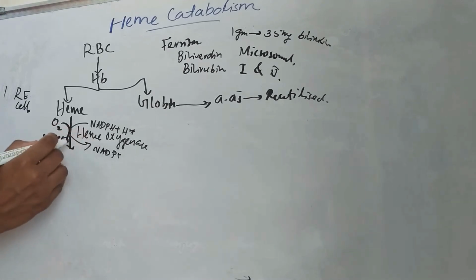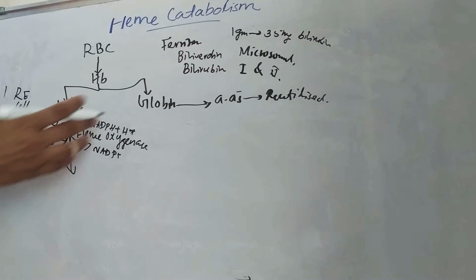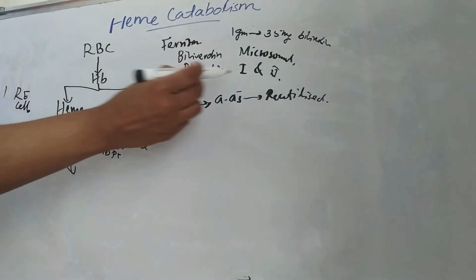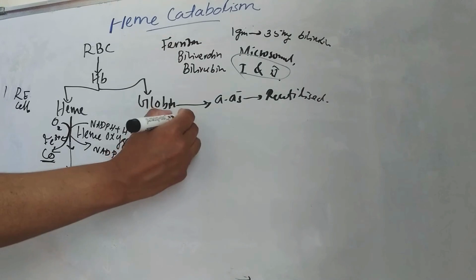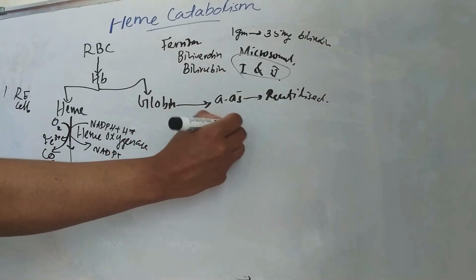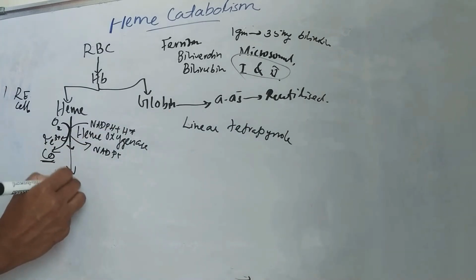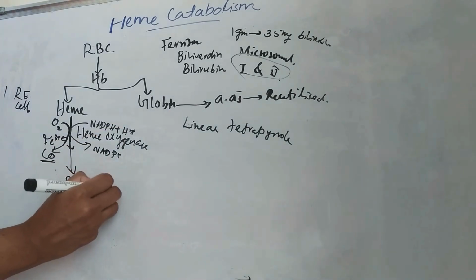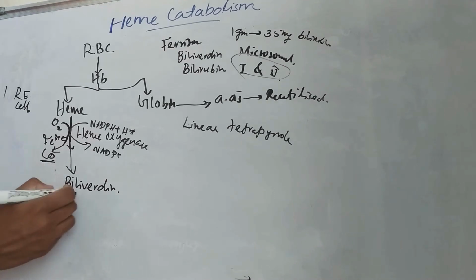This heme oxygenase enzyme is NADPH dependent. So after the ring opening between pyrrole rings 1 and 2, heme is catabolized first to a linear tetrapyrrole, that is known as biliverdin. This biliverdin is then converted to bilirubin in the reticuloendothelial cells.